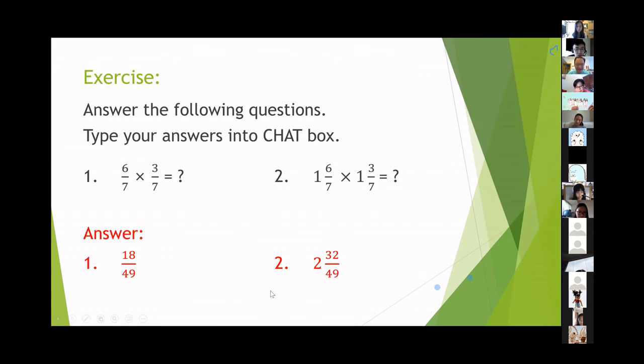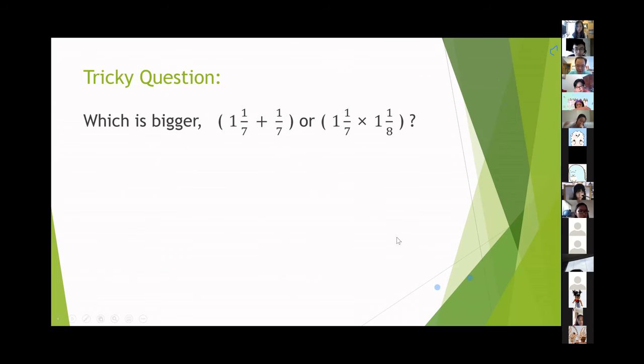Okay, so these are the 2 answers. I think most of you get it correct. Hands, applause. Okay, next one. Now, this is a tricky question. Think about this. Which is bigger? I have 2 calculations. Which one is bigger, the left one or the right one? I give you 2 minutes.